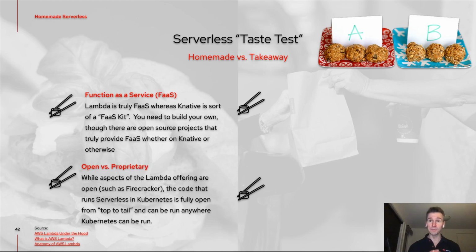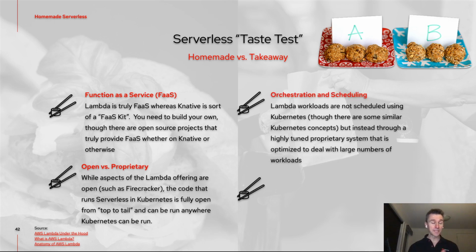Speaking of open source, open versus proprietary. While aspects of the Lambda offering are open, such as Firecracker, the lightweight VMs, the code that runs serverless in Kubernetes is fully open from top to bottom and can be run anywhere Kubernetes is run. In terms of orchestration and scheduling, Lambda workloads are not scheduled through Kubernetes, though there are some similar Kubernetes kind of concepts. But instead, Lambda runs on a highly tuned proprietary system that's optimized to deal with large numbers of workloads and anti-correlated workloads. And there are plenty of resources on the internet about how all that stuff works. Whereas again, Knative reuses the Kubernetes scheduling algorithms and horizontal pod autoscalers and others. We'll talk about that in a second.